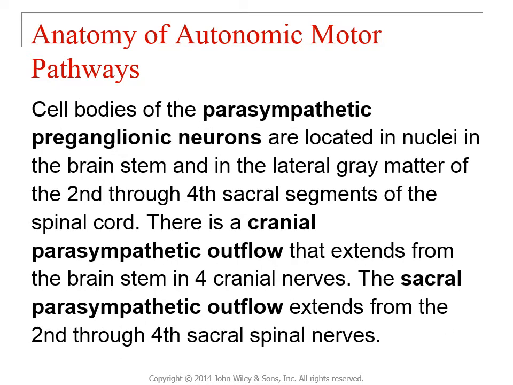Now again, for the parasympathetic, these are going to be found mostly in the brainstem. The nuclei are found in the brainstem and the lateral gray matter of the 2nd through 4th sacral segments of the spinal cord. So they're going to come with the same 4 cranial nerves that we talked about before, so cranial nerve number 3, 7, 9, and 10. The sacral parasympathetic outflow will come through sacral segments 2 through 4.